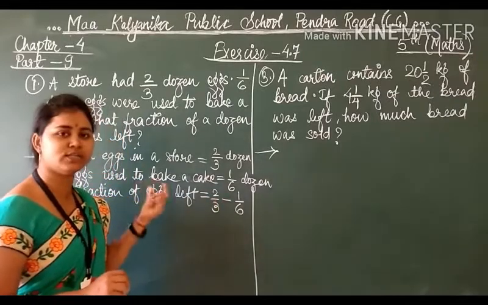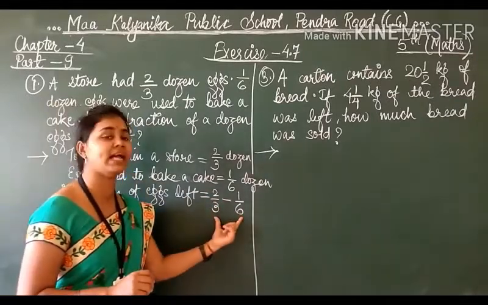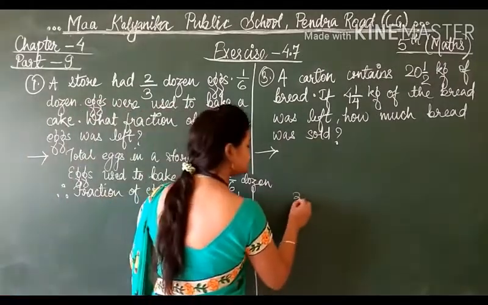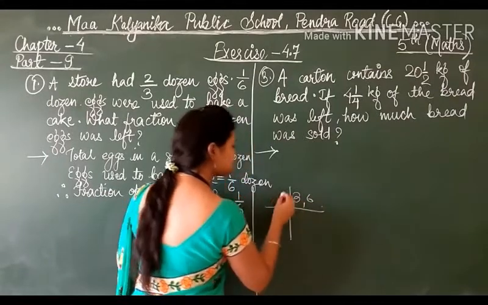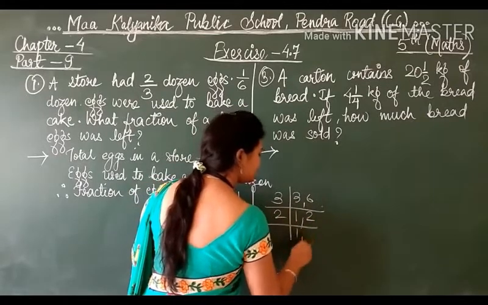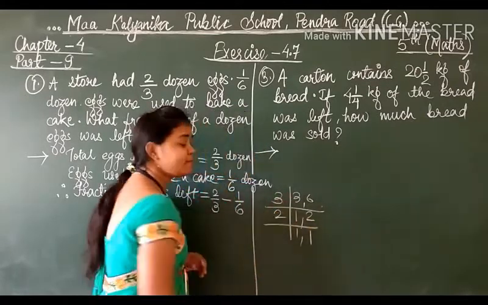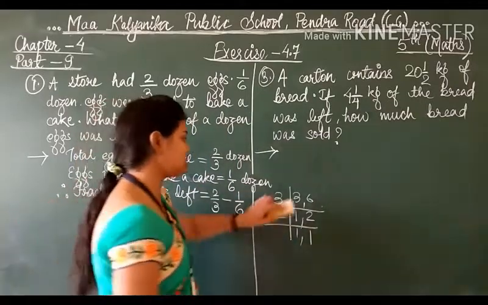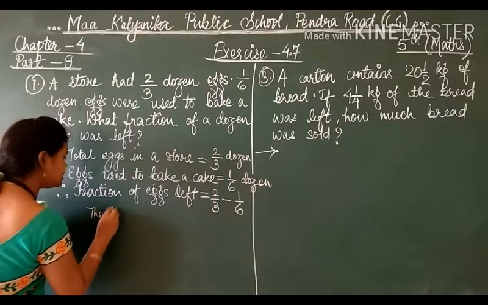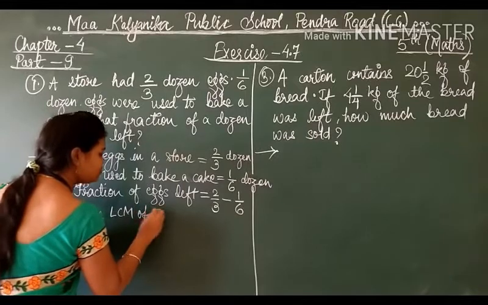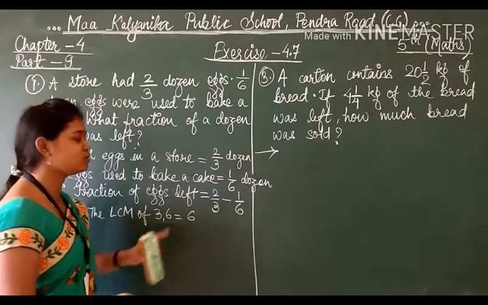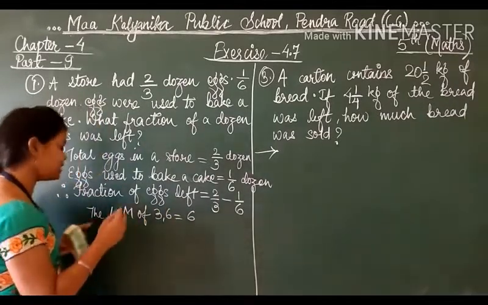So first we have to convert it into like fractions by finding the LCM of the denominators. 3 and 6 are the denominators, so find the LCM first. 3 1s are 3 and 3 2s are 6. Now 2 is there, 1 will be as it is, 2 1s are 2, 3 2s are 6. So 6 is the LCM. The LCM of 3 and 6 is equal to 6. Now we have to convert it into like fractions by multiplying the numbers.